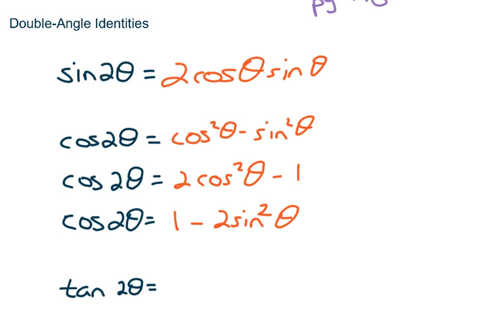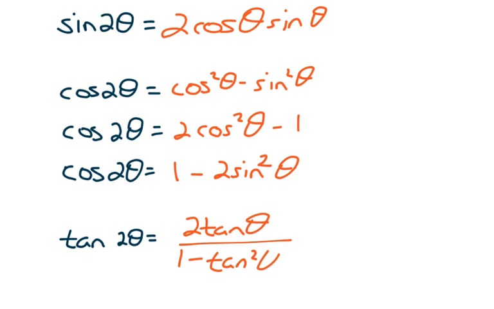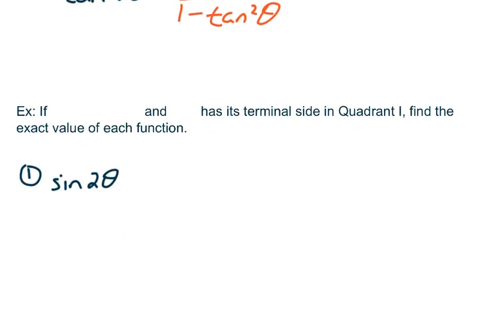And sometimes it is beneficial to find the cosine of 2 theta by using the sine of an angle, and I'll show you how to do that here in just a little bit. The tangent of 2 theta is equal to 2 tangent of theta over 1 minus the tangent squared of theta. So those are our 5 double angle identities. Let's go ahead and try using them to solve and find exact values.